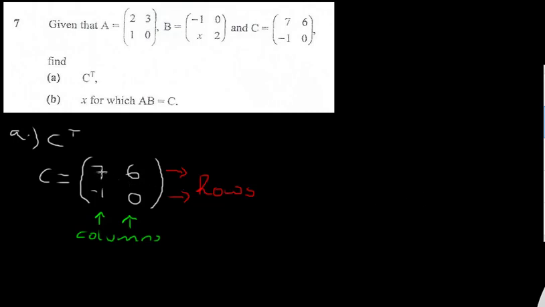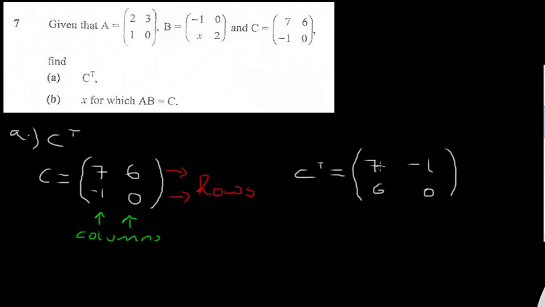So C transpose, let's write it here. C transpose is therefore equal to, so this is a row, it will now be a column, right? And this column will now be a row. So these columns will now be the rows. So we've got 7. If you notice, the 7 will still be there, and then this -1 will come there. So this column that we have has now become the row, right? And this other column will now become a row as well. So we have 6 and 0.